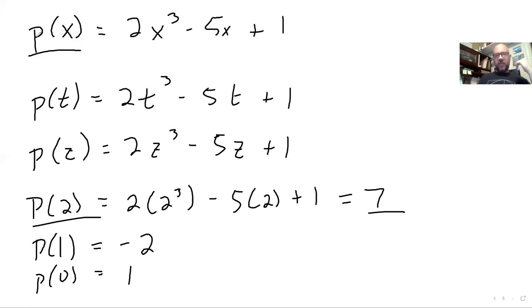It could be n of x equals something, or j of x if you like. But again, I'll mostly use p and q because that's what everybody does. And this is how you evaluate polynomials. And I think that's the last thing I really wanted to say about this.